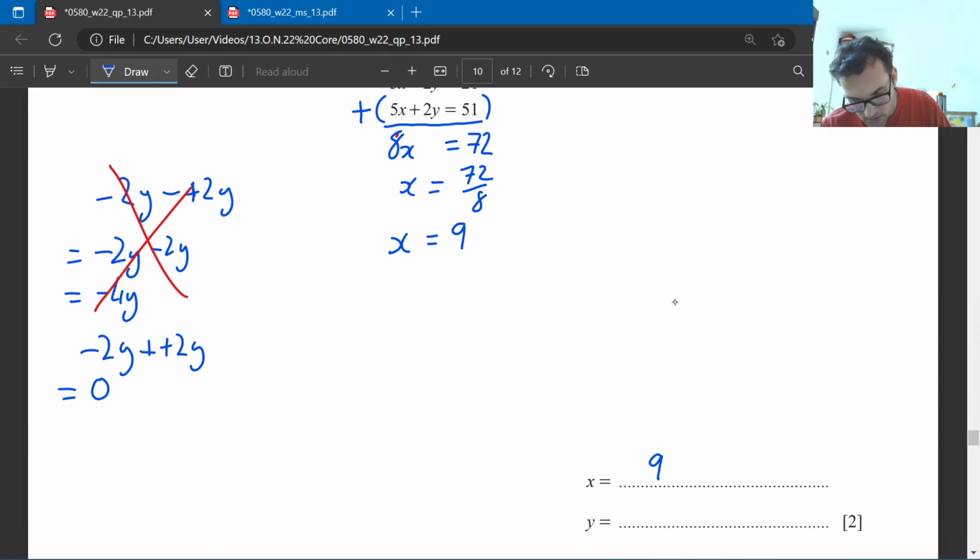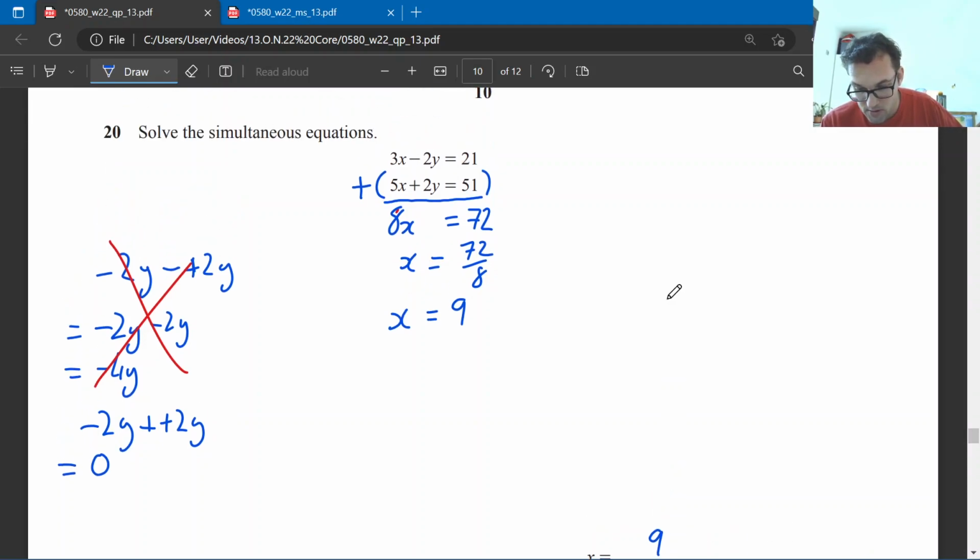Now we need y. All we need to do is substitute that back into one of the equations above. I think the second one will be a little bit easier because working with positive numbers is, in my opinion, a little bit easier than negative numbers. There's less problems that can arise.